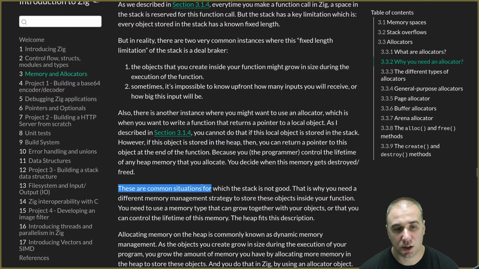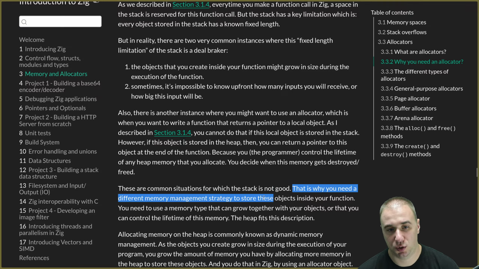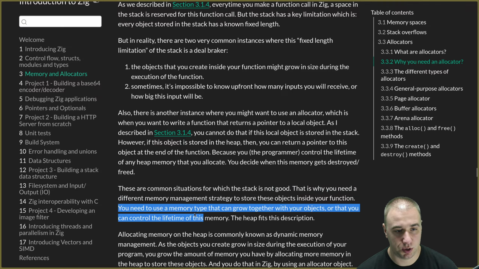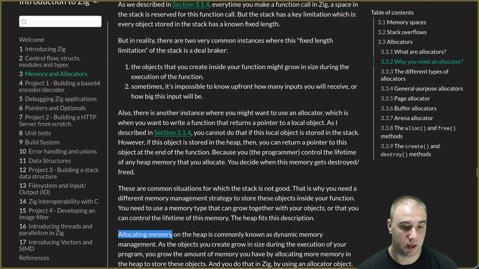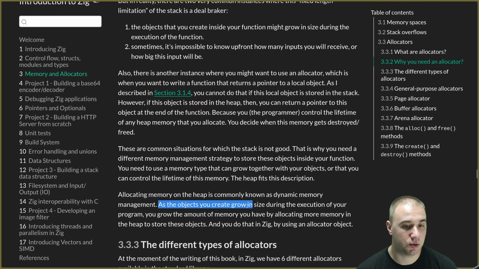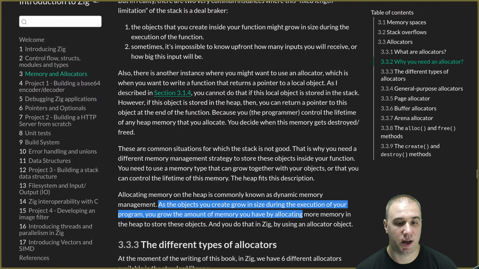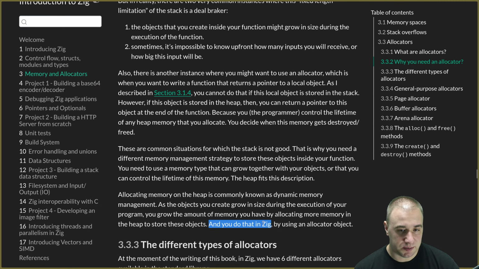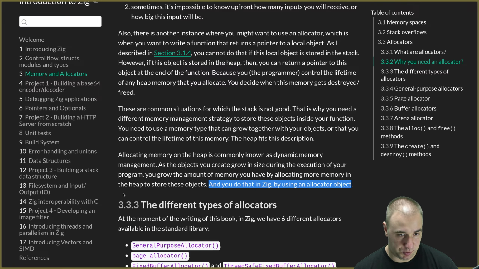These are common situations for which the stack is not good. That is why you need a different memory management strategy to store these objects inside your function. You need to use a memory type that can grow together with your objects, or that you control the lifetime of. The heap fits this description. Allocated memory on the heap is commonly known as dynamic memory management, as the objects you create grow in size during the execution of your program. You grow the amount of memory you have by allocating more memory in the heap to store these objects. And you do that in Zig by using an allocator object.